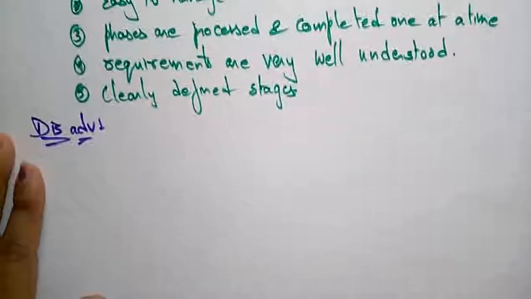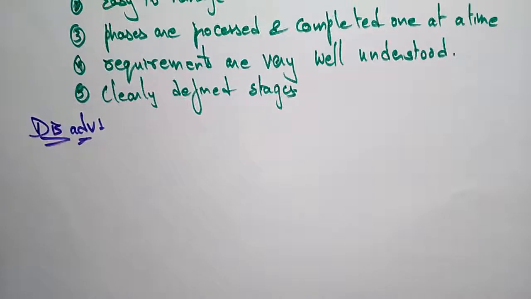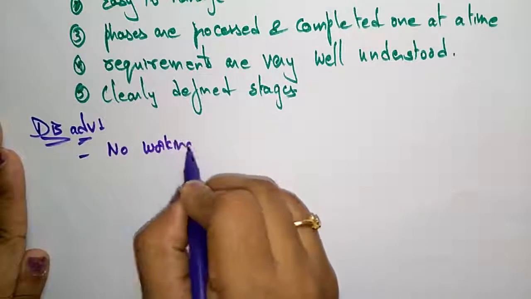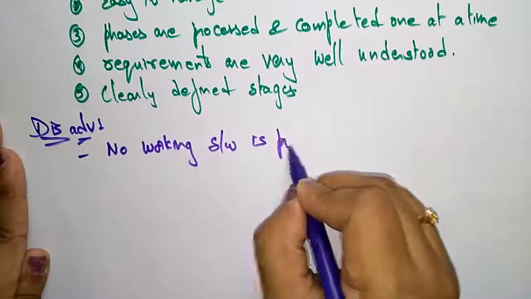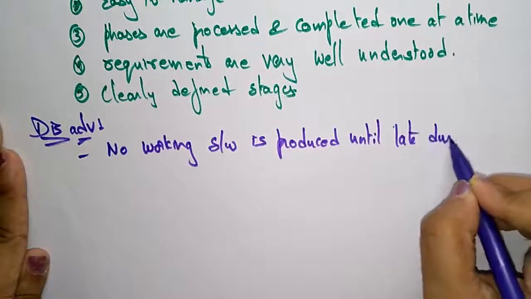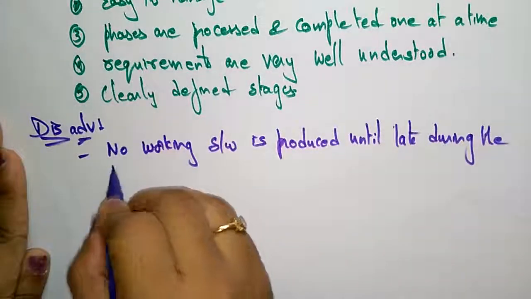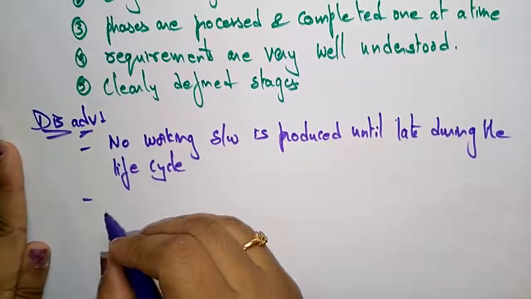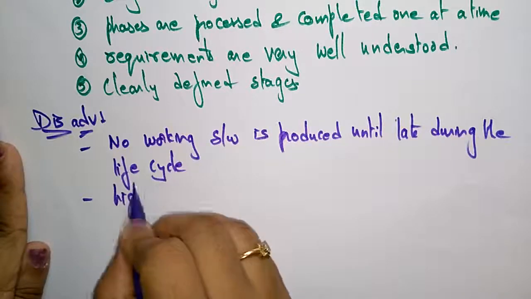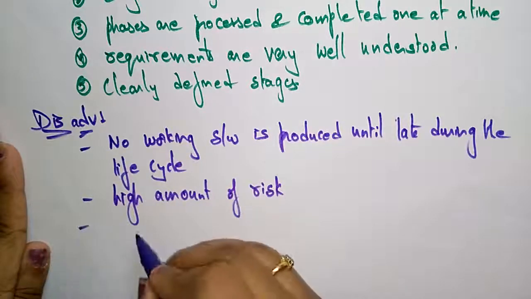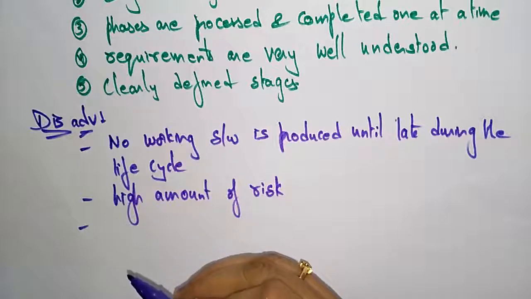The disadvantage of using the waterfall model is that no working software is produced until late during the life cycle. That is one. Let me write that: no working software is produced until late during the life cycle. This is a problem you come across if you follow the waterfall model, and a high amount of risk and uncertainty will be there.